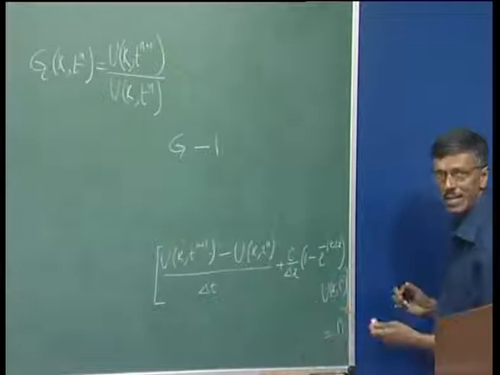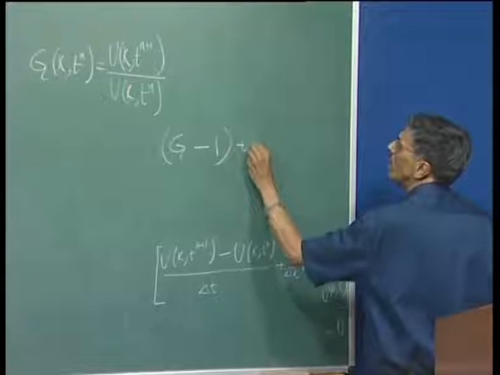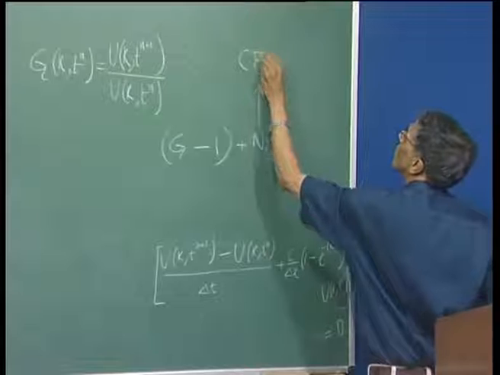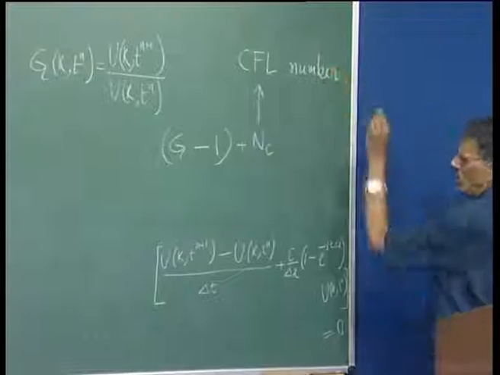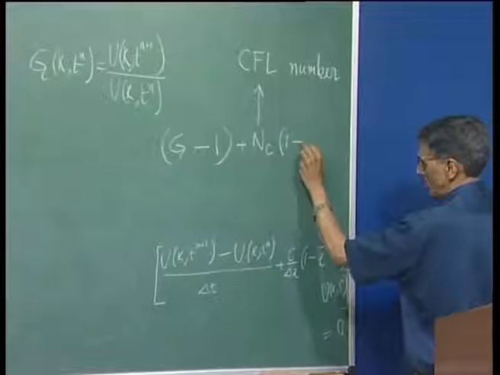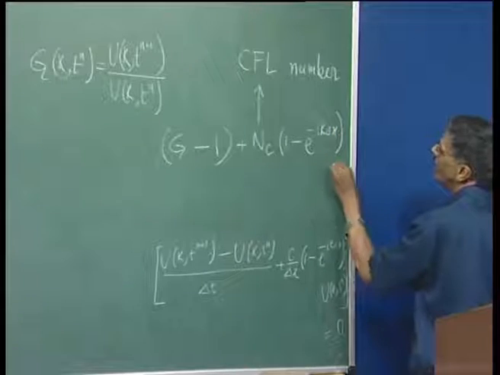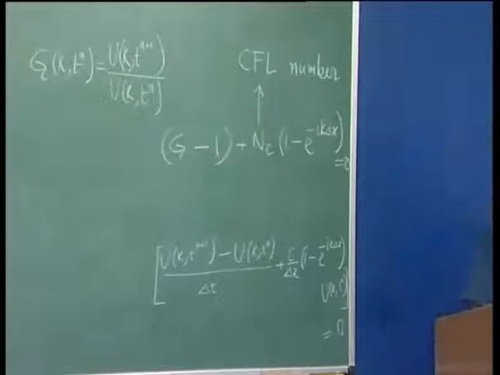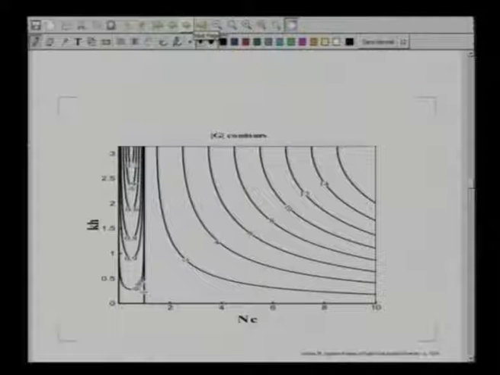If I take this, what do I get? C delta t by delta x is our CFL number, so that is going to be our CFL number NC. This is a well known CFL number which we have talked about many times before. So we are not surprised, and in addition we are getting here 1 minus e to the power minus I k delta x equals 0. So you have an expression for G.